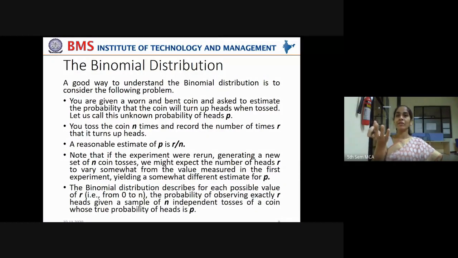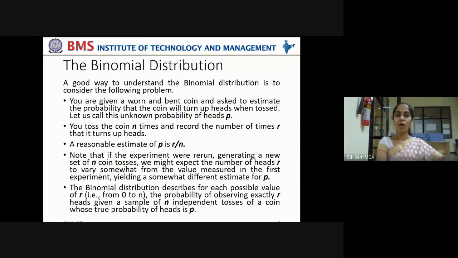When you toss a fair coin, you have a 50% chance of getting head and a 50% chance of getting tail. But whenever you're given an unfair coin, say a worn out coin, bent coin, then it has some bias. It may land more times on head and less times on tail, or more times on tail and less times on head. When I say it is an unfair coin, it has some bias with respect to the outcome expected, right?